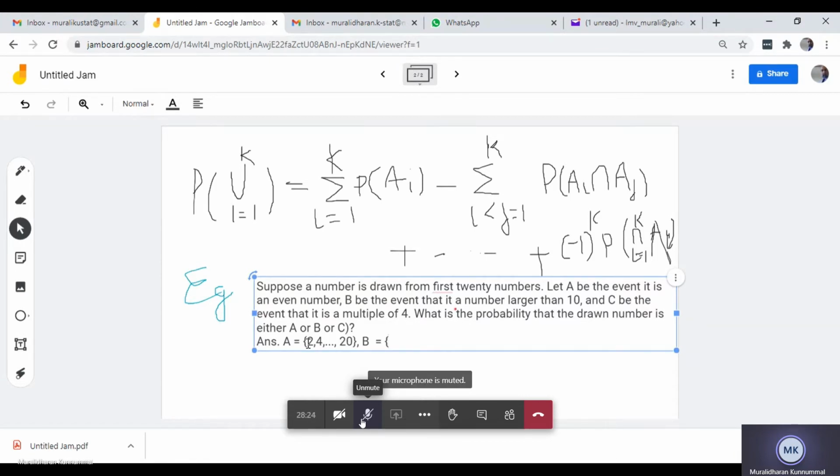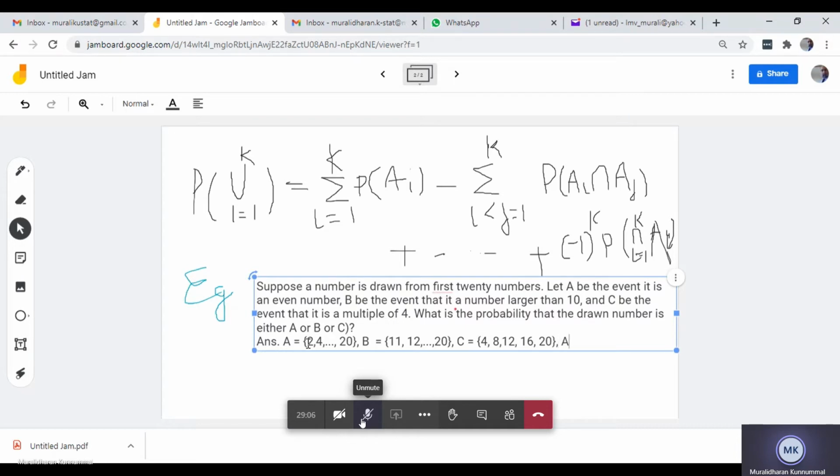What is B? A number larger than 10. So a number larger than 10 can be 11, 12, like that, goes on up to 20. So you know how many numbers are going to be there. And what is C? A multiple of 4. Definitely it starts from 4, 8, 12, 16, 20.